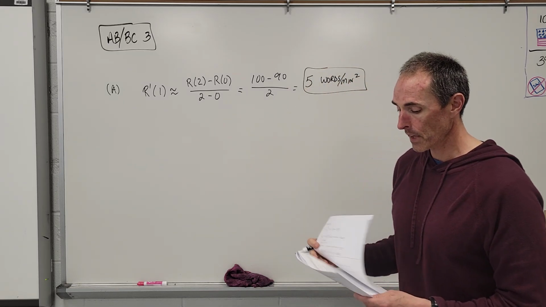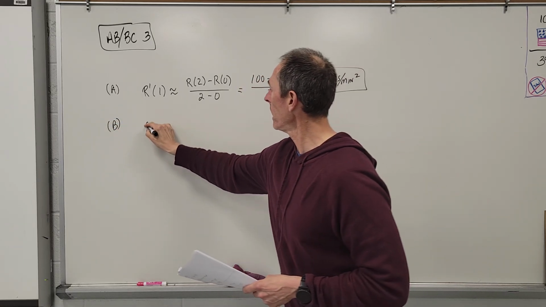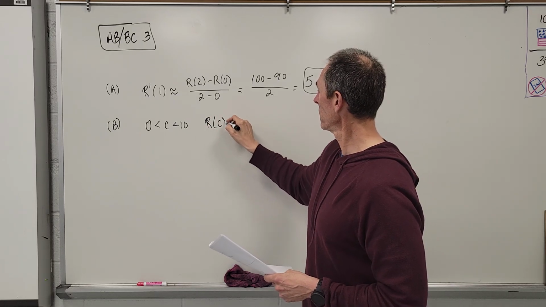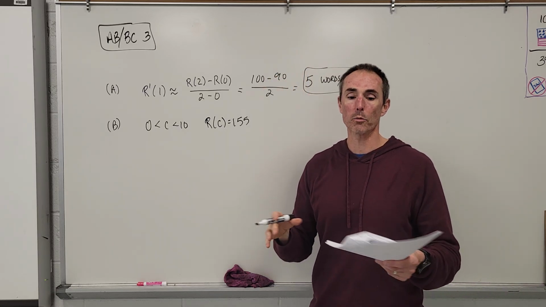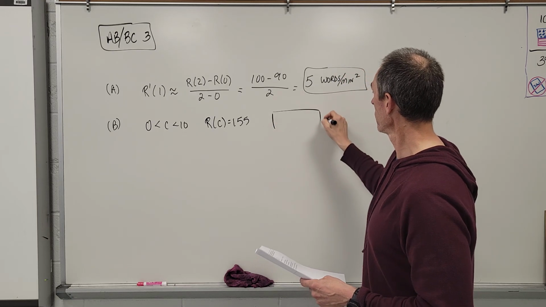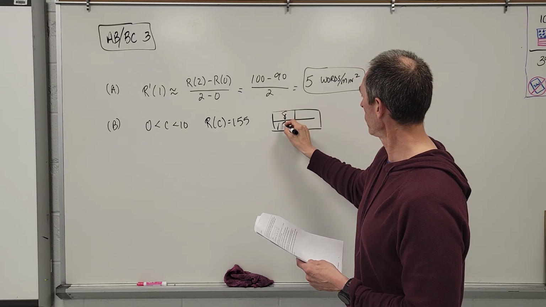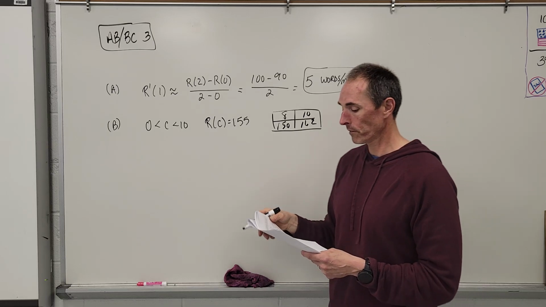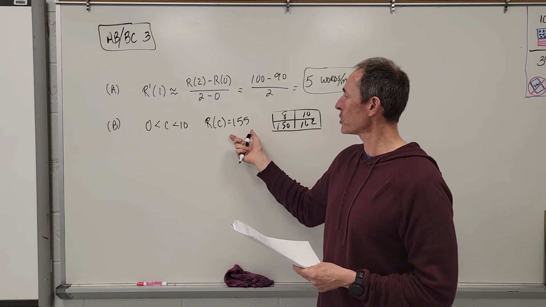Part B asks us if there must be a value C inside of 0 to 10 such that r of C is equal to 155. And if we look at the values in the table, and again, this is copyrighted information from the College Board, so I'm not going to display all the information here. But if we look at the values of the table, we'll notice that there's a section of the table where we go from 150 to 162, right?